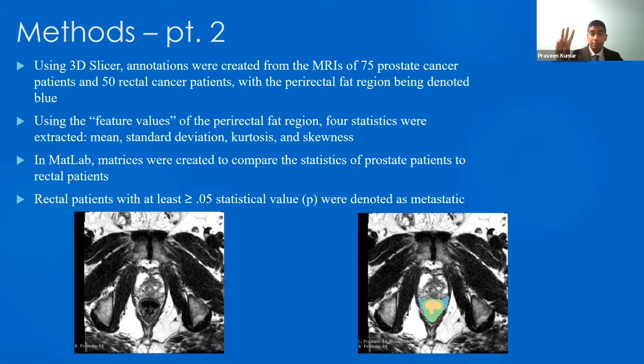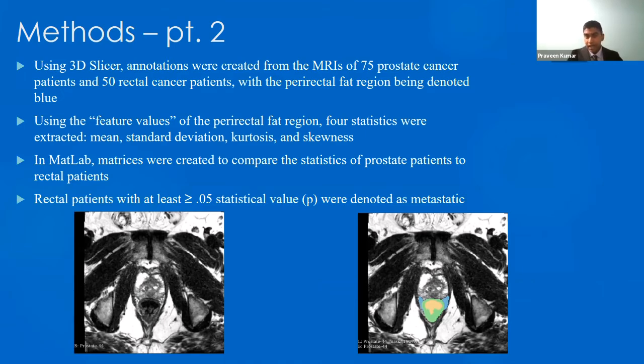There are three important parts of the rectum to know. In the bottom right, you'll see the yellow part, which is the actual rectum of the patient. You'll see the green part, which is the rectal wall of the patient. And you'll see the blue part, which is the perirectal fat. Specifically in testing metastasis, when a rectal cancer patient has metastasis, it spreads towards the perirectal fat region. So it spreads from the yellow and green parts through lymph nodes to the blue part. That is why we specifically tested the perirectal fat region using statistics to determine if a patient had metastatic cancer or not.